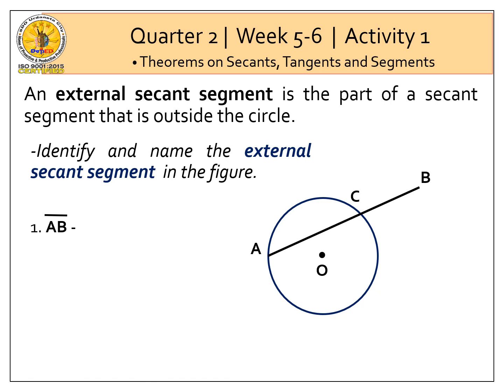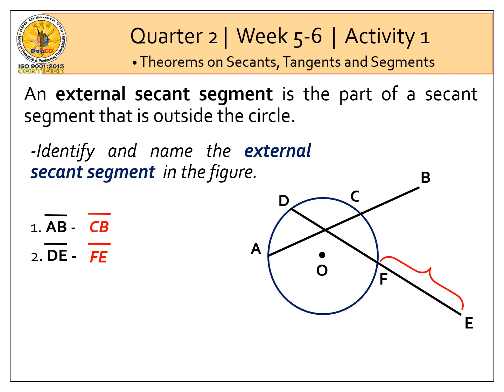What part of this segment is found outside the circle? Yes, line segment CB. Therefore, line segment CB is our external secant segment. Number 2, line segment DE. Line segment DE is also a secant segment. Therefore, line segment FE is our external secant segment. Number 3, line segment JB. Line segment JB is a secant segment, and line segment LB is our external secant segment.